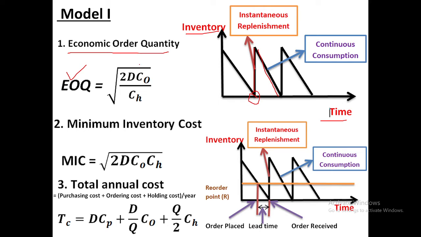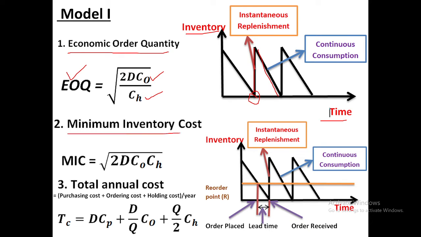This optimal economic order quantity is root of 2D CO divided by CH. CO is the ordering cost, CH is the holding cost. CH equal to CP into I, CP is the price per piece, I is the interest per piece. EOQ equal to root of 2D CO divided by CH.